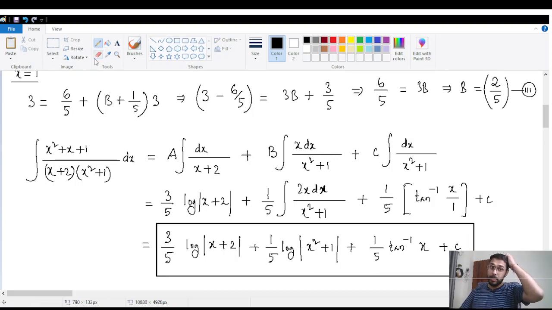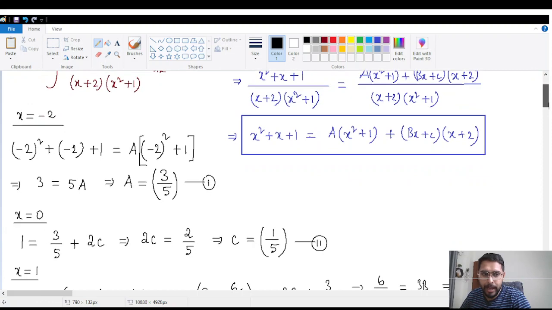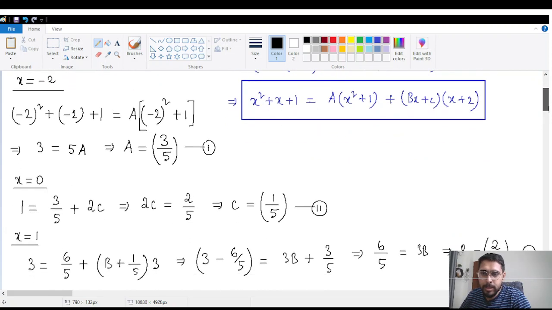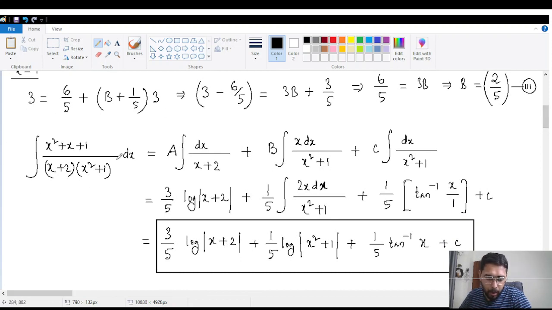I hope the total question was clear to you. We started by solving the equation for the partial fraction. Then we took random values of x to find the value of the constants a, b and c. Finally, we changed this into the partial fraction format and we got the answer as this.